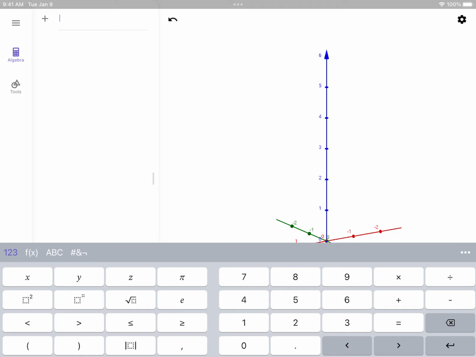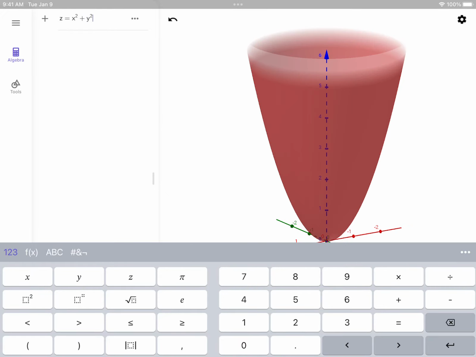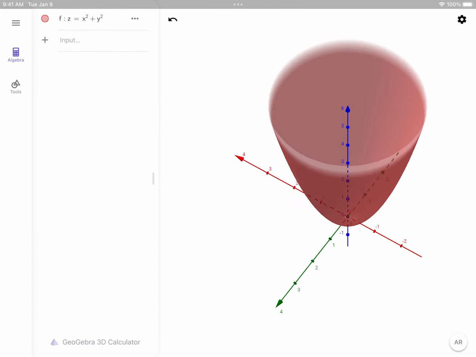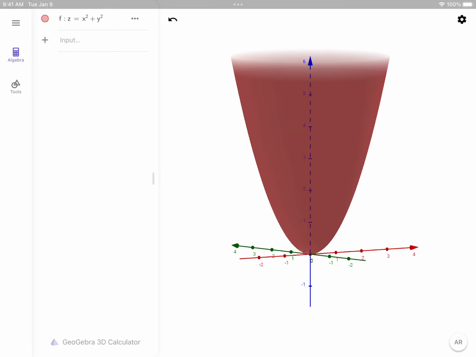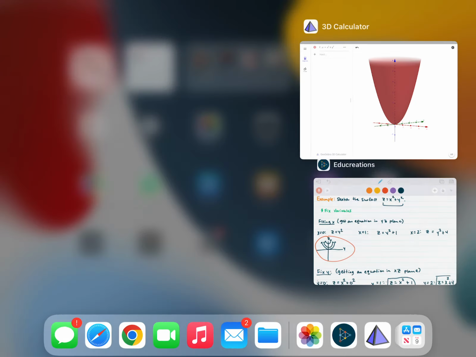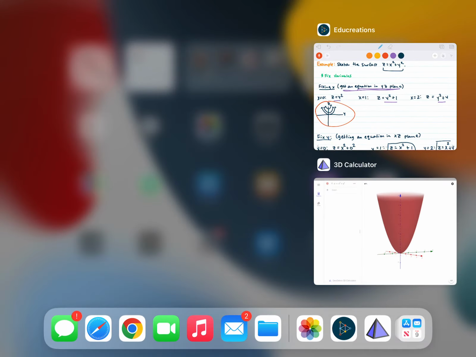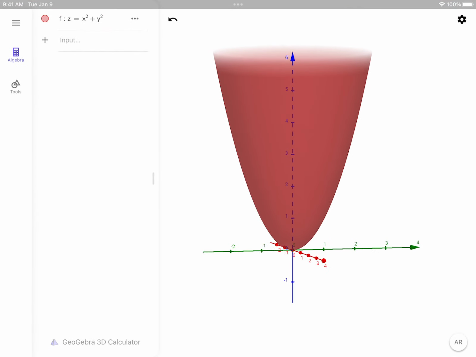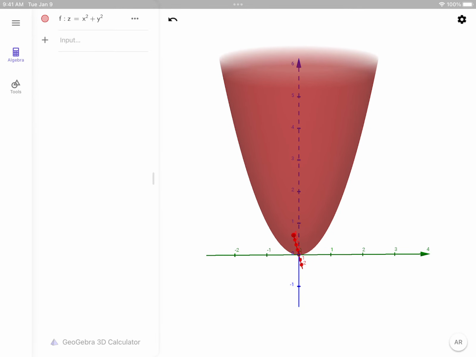So we have z is equal to x squared plus y squared. And there it is, guys. There is our paraboloid. Okay? And notice that you can shift perspectives, right? So the first perspective that we looked at was the equation in the YZ plane, and we saw those were parabolas. So if we look in the YZ plane, that is the green and blue, okay? Just imagine like that's our picture. We can see the parabolas, right?